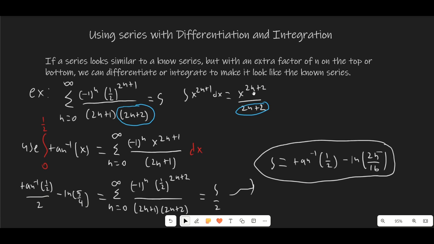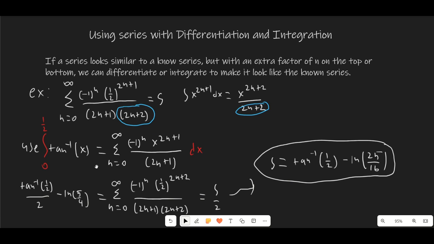So what we're going to do here is integrate this original series from 0 to 1 half. Notice what's going to happen. When we integrate it indefinitely, we're going to get x to the 2n plus 2 all over 2n plus 2. Then when we plug in 1 half for the upper bound, we get 1 half to the 2n plus 2, which is exactly what we're looking for, except this is 2n plus 1 right here. And when we plug in 0, that's just going to be 0.